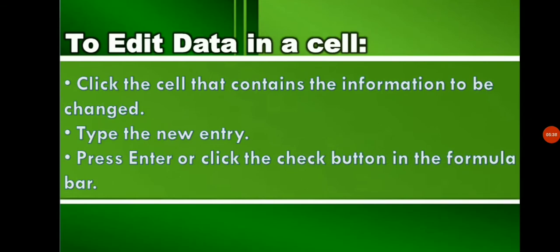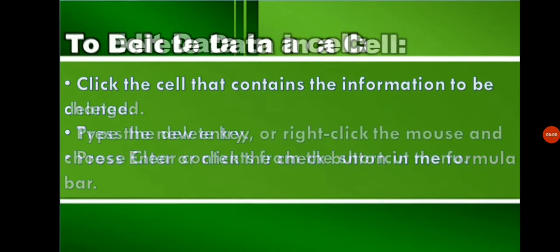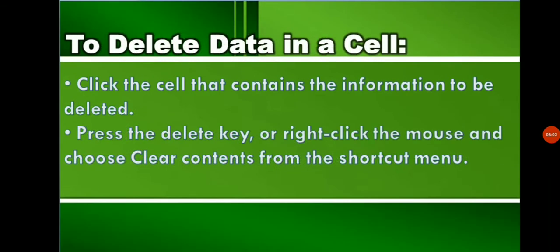To edit data in a cell, click the cell that contains the information to be changed. Type the new entry, and the old entry will be replaced by the new entry. Press Enter or click the check button in the formula bar. Next is how to delete data in a cell. Click the cell that contains the information to be deleted. Press the Delete key or right-click the mouse and choose Clear Contents from the shortcut menu.